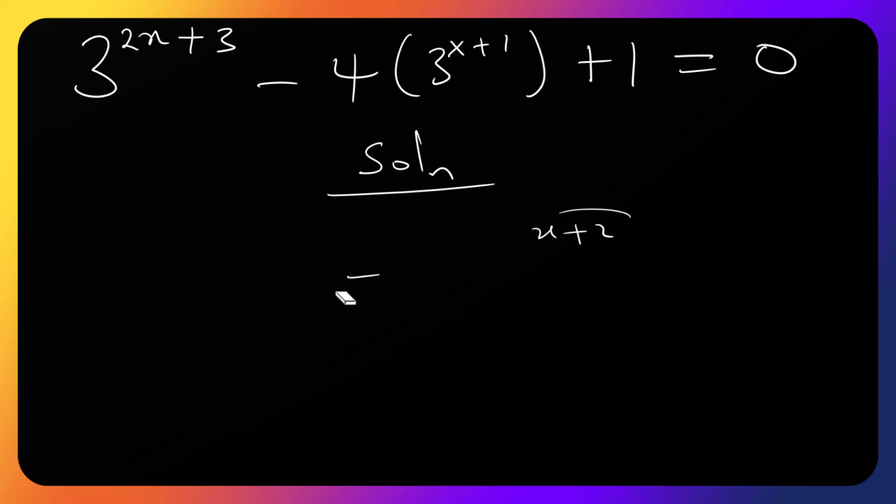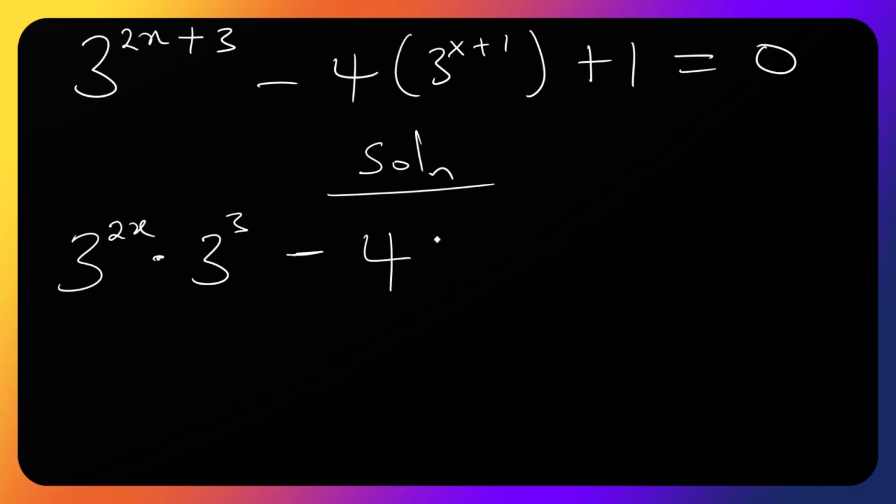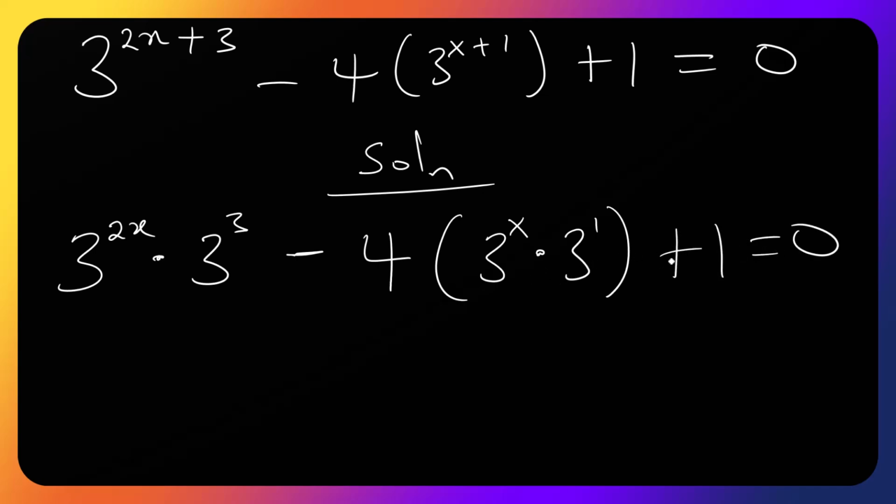Because of this plus, we can split this one as 3 to the power of 2x times this, my multiplication, 3 to the power of 3. So in going back, the bases are the same, so we add the powers. That will be 2x plus 3. So we have minus 4. Let's do the same here: 3 to the power of x times 3 to the power of 1, equals, sorry, the level 2 plus 1, equal to 0. All right.